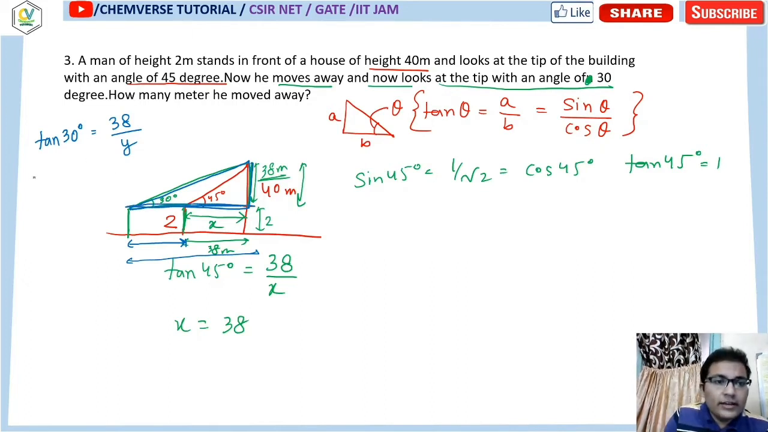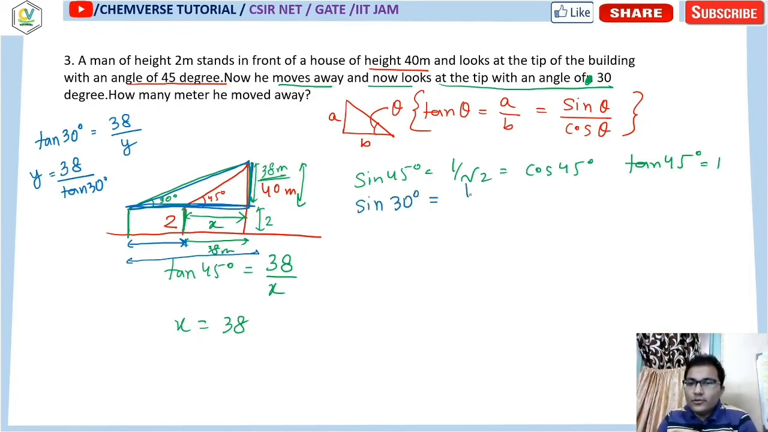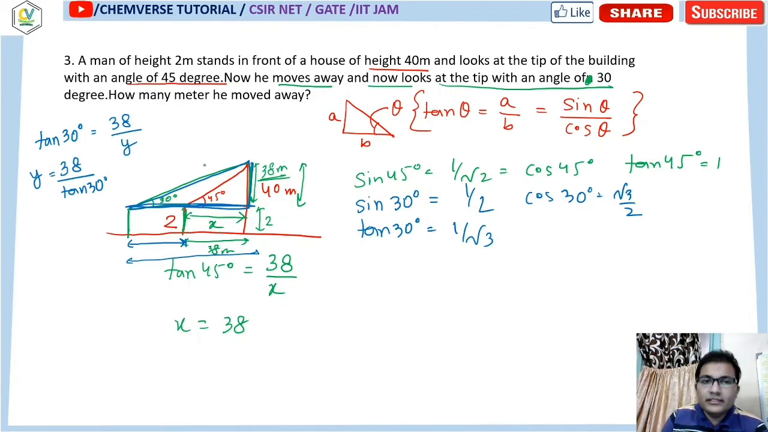So what is the value of y? Y is equal to 38 by tan 30. Now tan 30, you know that sin 30 degree has a value of half, and cos 30 degree has a value of root 3 by 2. So tan 30 degree will be sin by cos, so it will be 1 by root 3. So 1 by tan 30 degree is basically root 3. So 38 divided by 1 by root 3 is 38 root 3. This is the total distance.